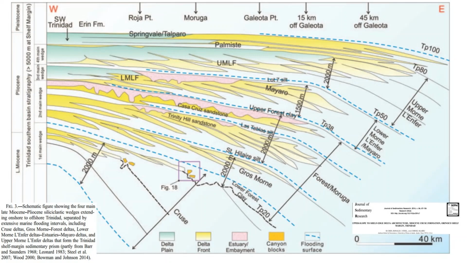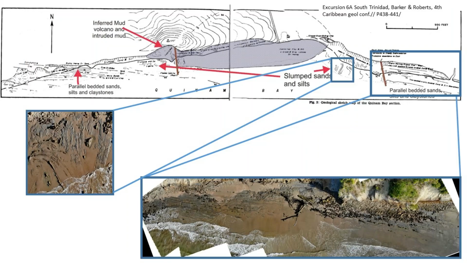This is a diagram illustrating the 4 main deltaic cycles within the Southern and Columbus Basin and its lateral changes through time. Here we have a sketch map of the Quinam Bay area illustrating the orientation and arrangement of the sand and claystone beds. Key to note is the extensive slumping with large folds.